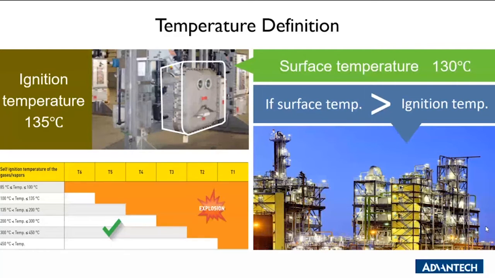Okay, for the temperature definition, equipment in the hazardous area is assigned a temperature class, which defines the maximum surface temperature the device can reach when working in hazardous locations. In particular, the temperature should not exceed the ignition temperature of the atmosphere. The temperature classes range from T1 to T6.